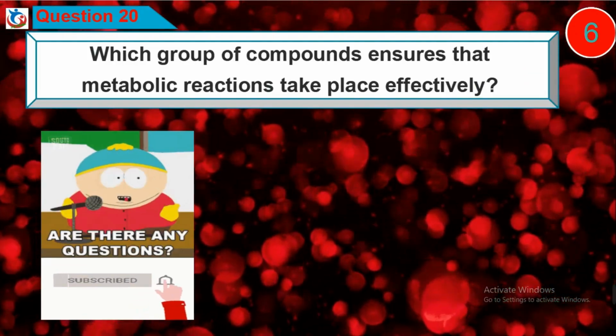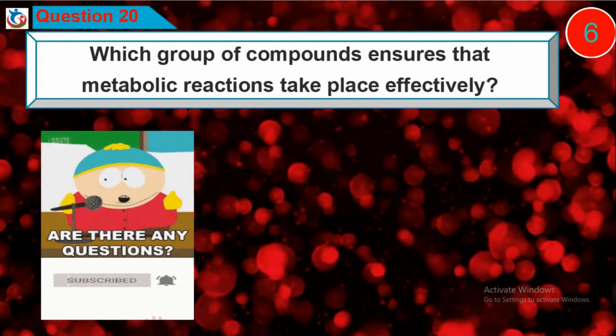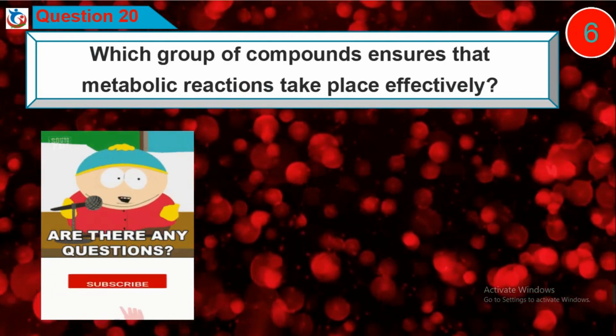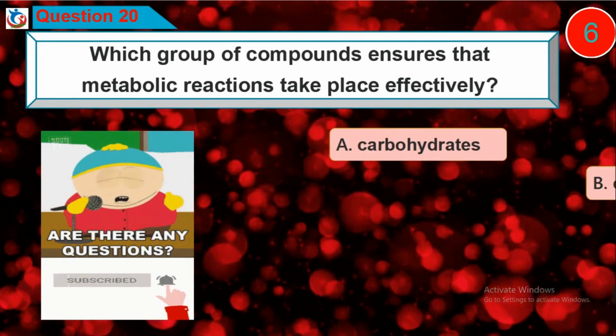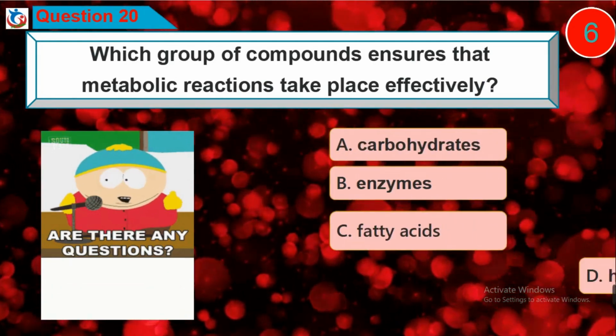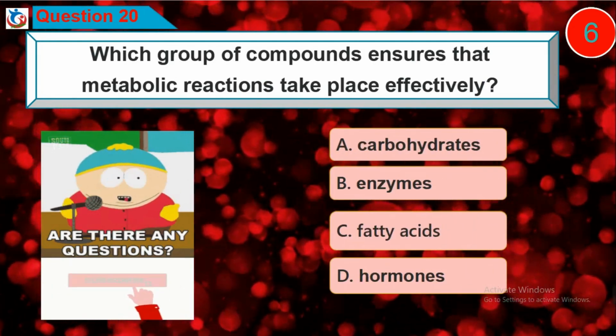Question 20. Which group of compounds ensures that metabolic reactions take place effectively? Is it option A, B, C, or D?